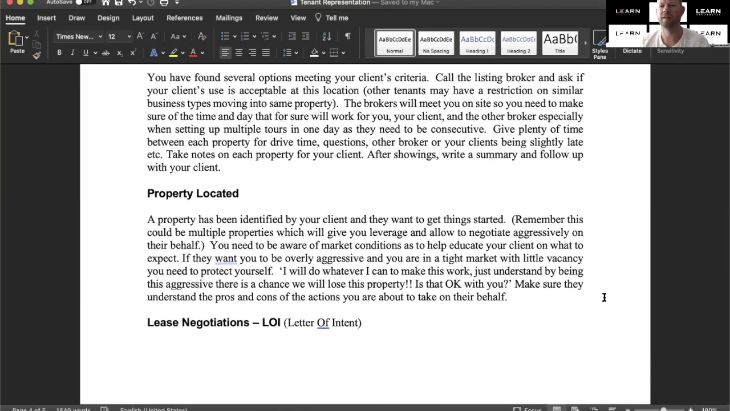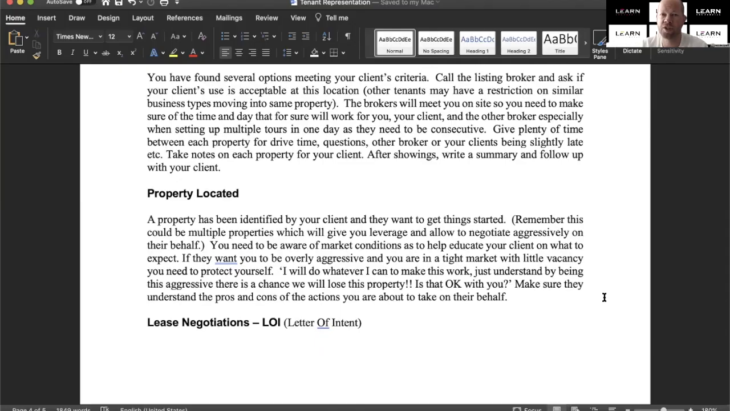All right, property located. A property has been identified by your client. So you've done all the tours, lead gen, you followed up, you met with them, you found a property, you toured the property. Now you've identified one that your client wants to get started on. Fantastic, this is great news. And remember, this could be multiple properties, which will give you leverage to negotiate aggressively on their behalf.